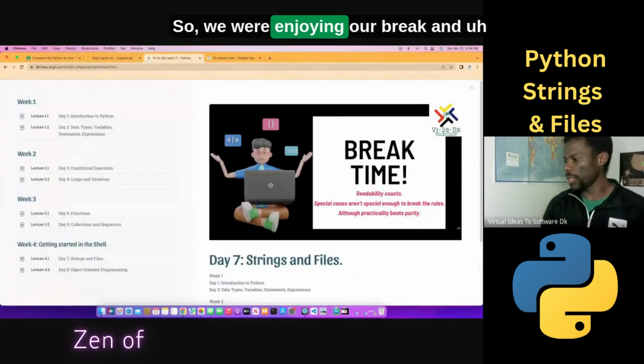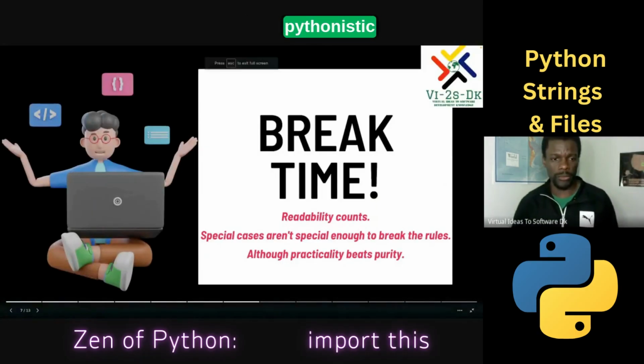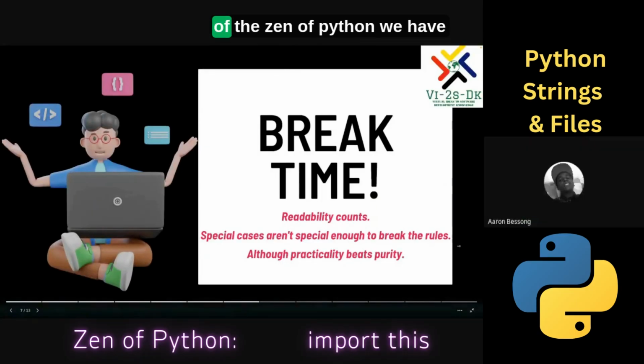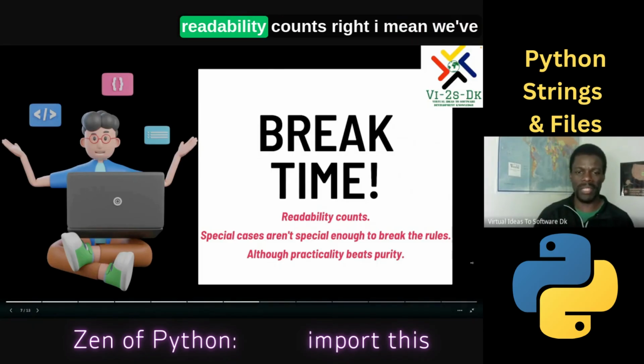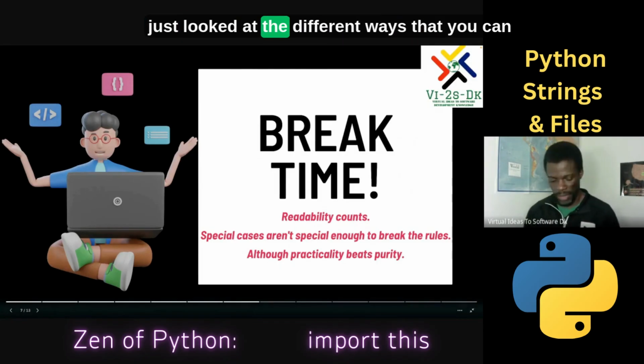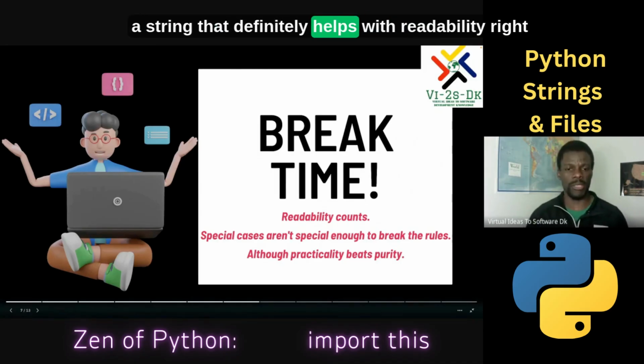All right, so we were enjoying our break, and today our wonderful Pythonistic quote of the Zen of Python. We have 3 lines to accommodate with today. Readability counts, right? I mean, we've just looked at the different ways that you can format a string. That definitely helps with readability, right?